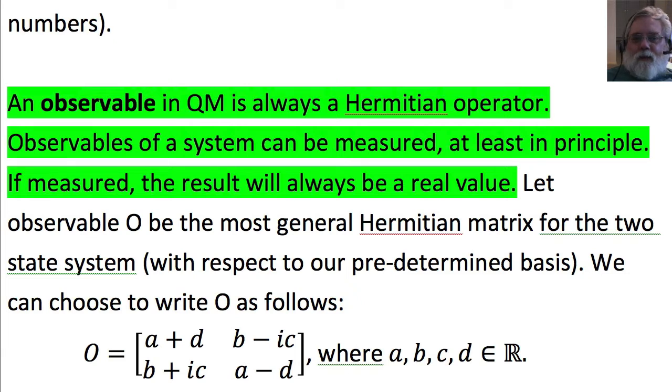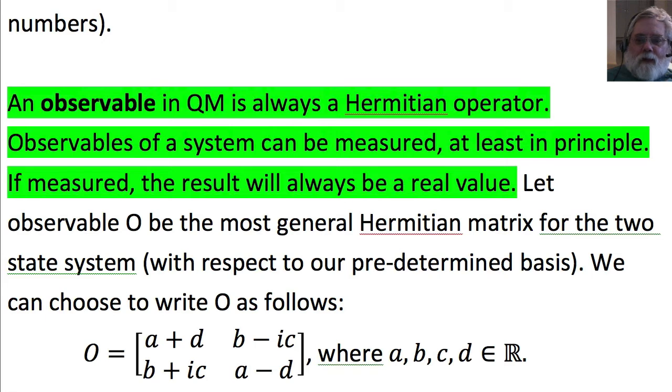Now, why do we care about all this Hermitian stuff? Because an observable in quantum mechanics must always be a Hermitian operator. Observables of a system can be measured, at least in principle. And if measured, the result will always be a real value. So we're not going to be interested in every possible matrix M. We're going to be interested in matrices that are Hermitian, because then they can be observables that we could measure.